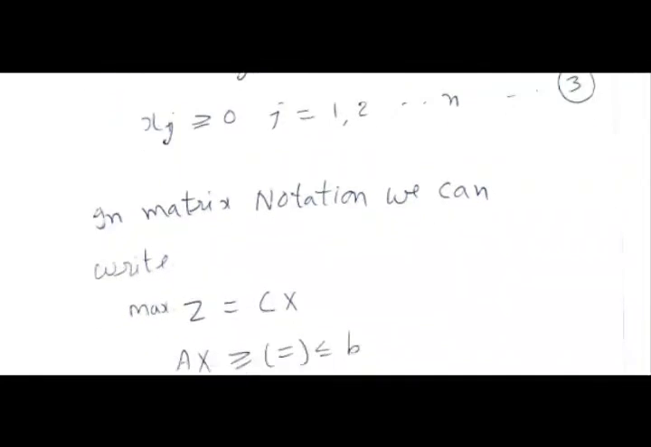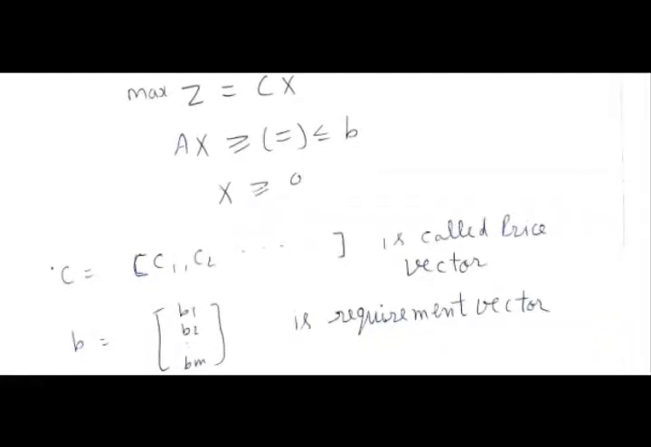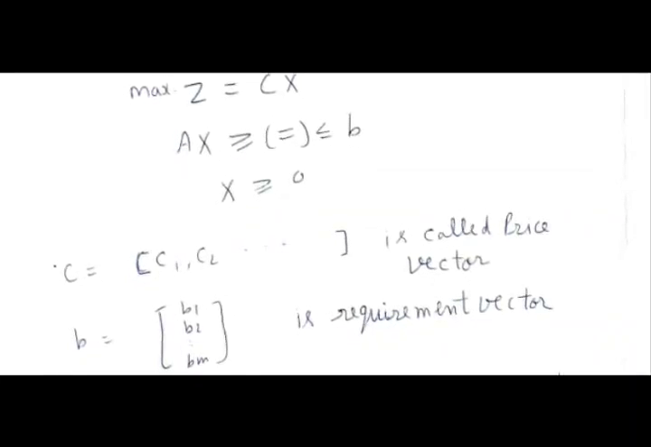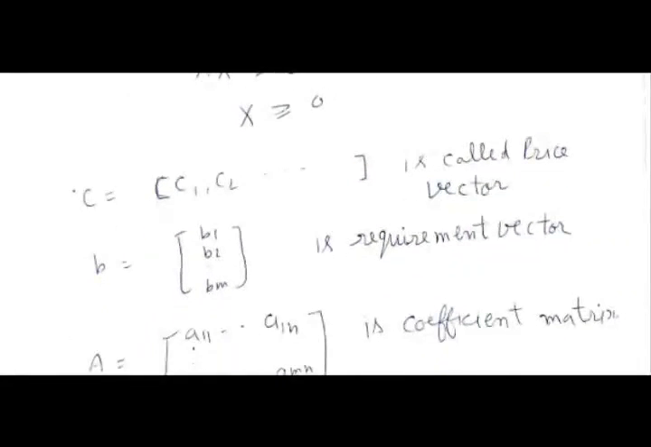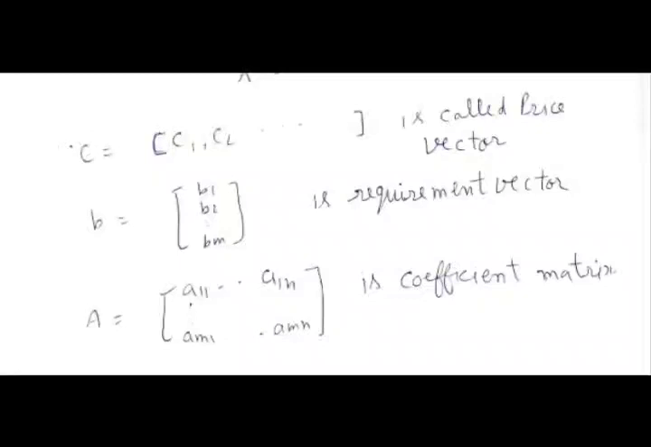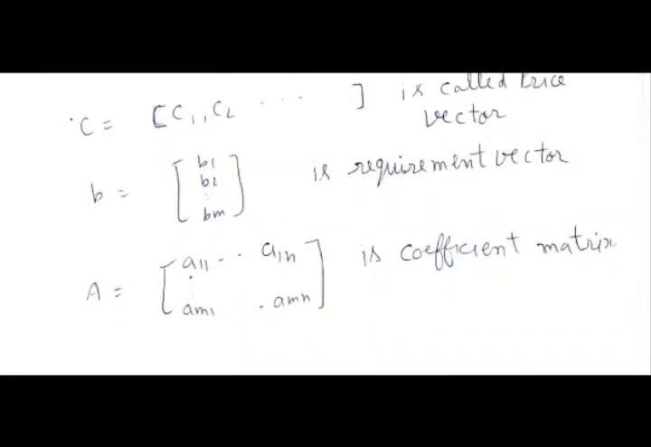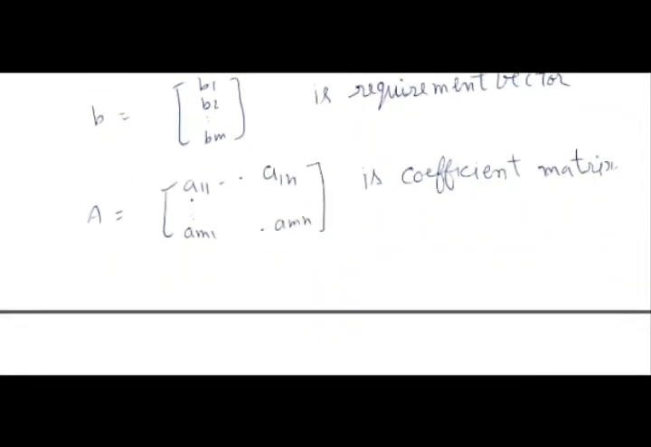In matrix notation, we can write: maximize z = cx, subject to Ax ≤ or ≥ b, and x ≥ 0, where c = a row matrix (c1, c2, ..., cn), which is called the price vector, and b = a column vector (b1, b2, ..., bm), called the requirement vector. A is an m × n matrix, a11 to a1n, up to am1 to amn, called the coefficient matrix.